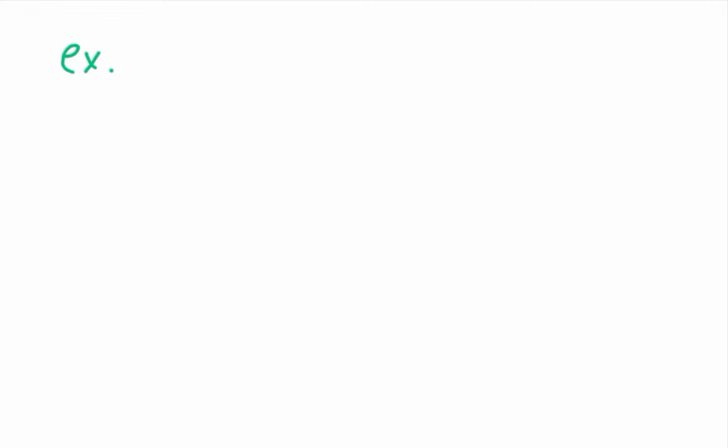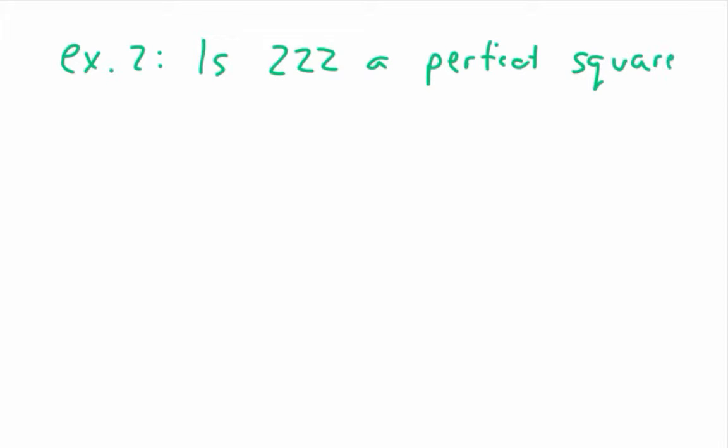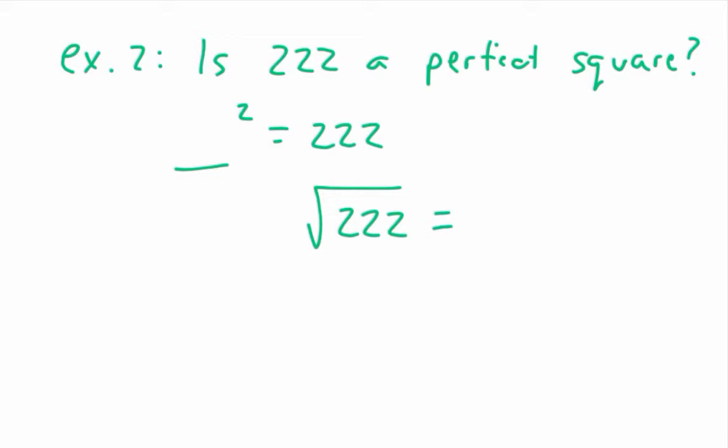Example 2: is 222 a perfect square? We're really trying to say, do we get a nice integer squared equaling 222? We check that by doing the square root of 222. If we punch that in, I should say approximately equals, because it doesn't work out nicely. So the square root of 222 is approximately equal to 14.89966, so maybe I'll just say 14.9. So it's not a perfect square because we didn't get a nice integer. As soon as you get a decimal there, the answer to is it a perfect square would be no.